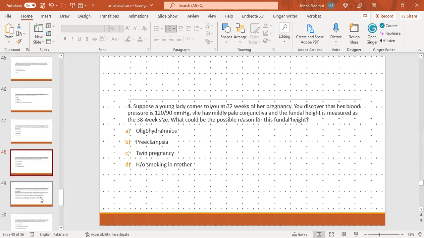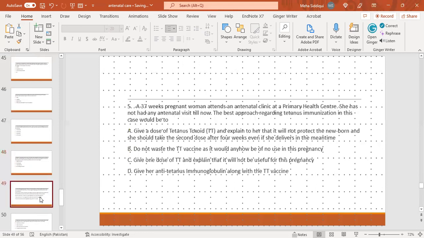MCQ number 4. Suppose a young lady comes to you at 32 weeks of her pregnancy. You discover that her blood pressure is 120 per 90 mmHg. She has mildly pale conjunctiva and fundal height is measured as the 38-week size. What would be the possible reason for this fundal height? Oligohydramnios, preeclampsia, twin pregnancy, history of smoking in mother. C. Yes, C is the right option.